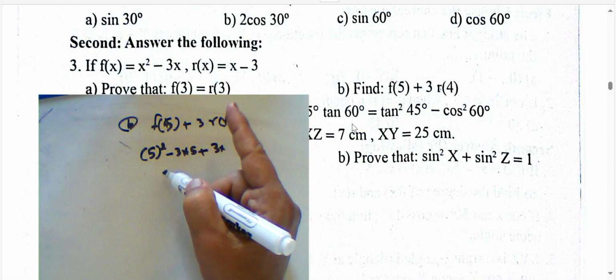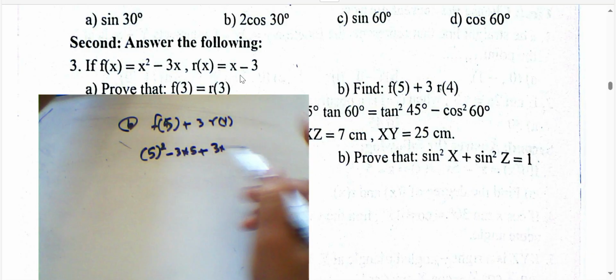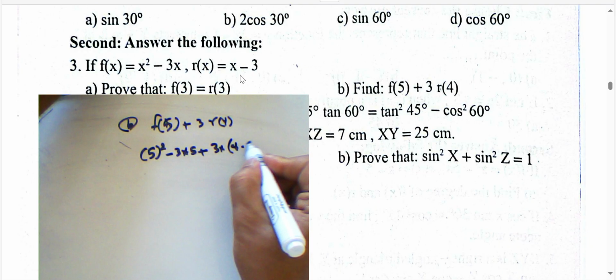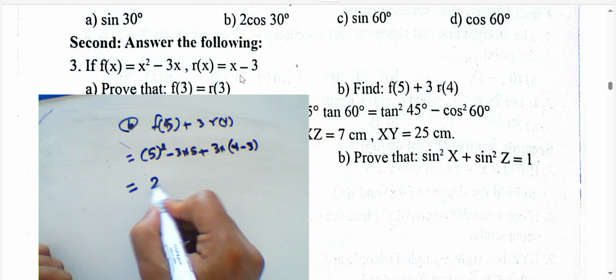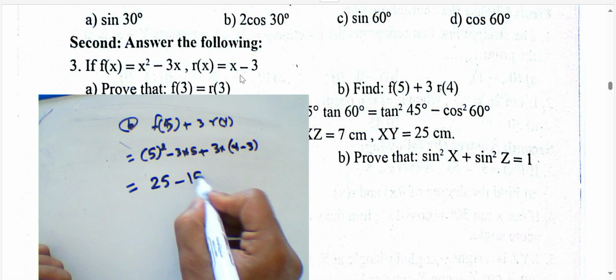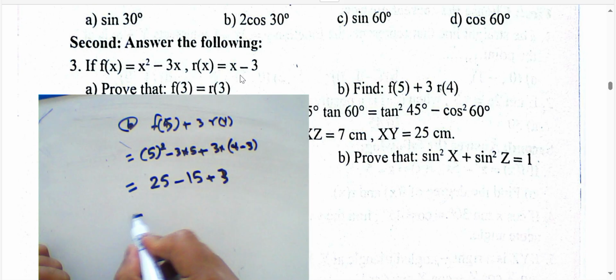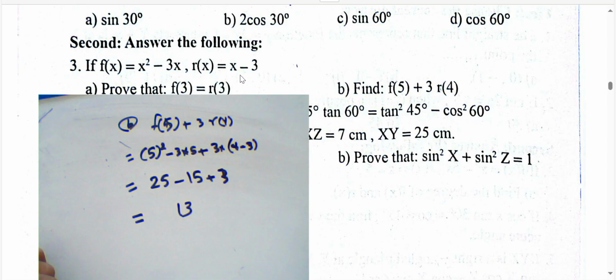This function here, put x equal 4: 4 minus 3. Okay, 5 power 2 is 25, subtract by 3 times 5 which is 15, and 3 times 1 equals 3. Then 25 minus 15 equals 10. 10 plus 3 equals 13.